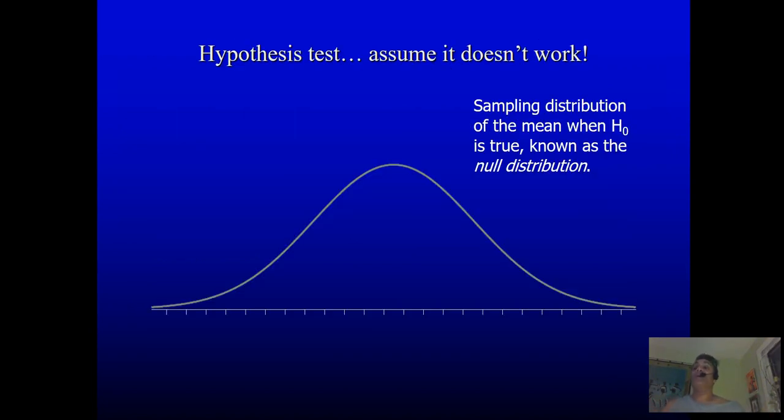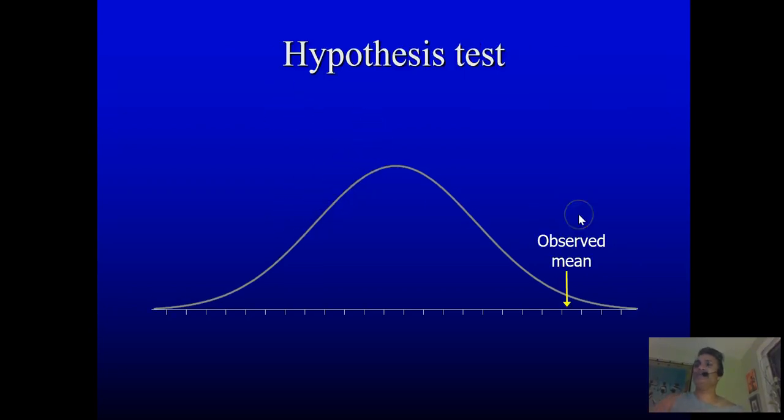Okay, so like I said, when we did this, we assumed the drug didn't work. We can assume that because everyone's blood pressure is going to change. This is true for pretty much everything in medicine. Something's going to happen. There's variability in the system. Okay, but this is the distribution that we get.